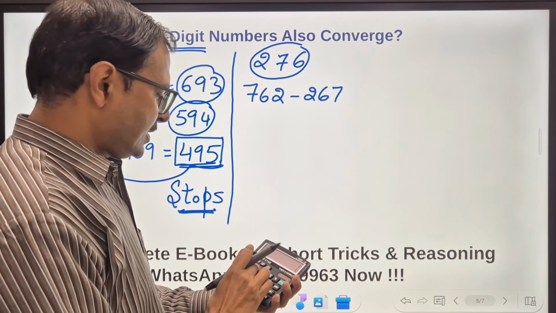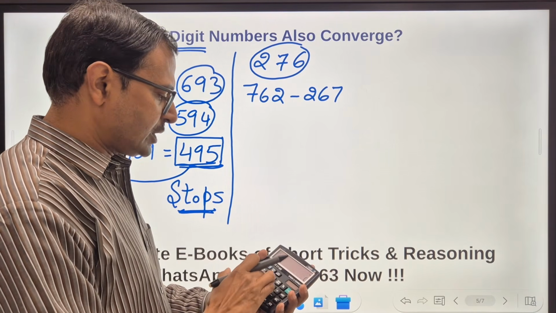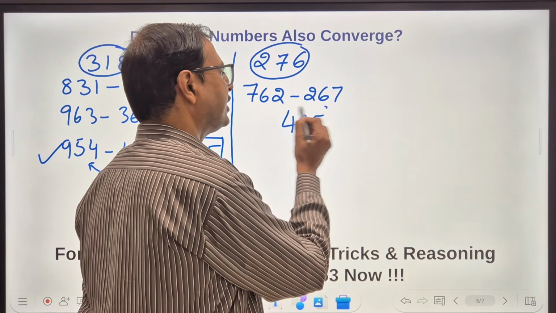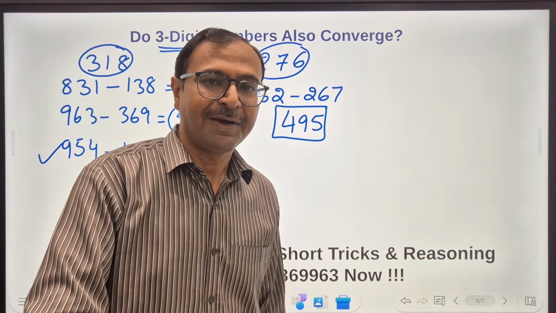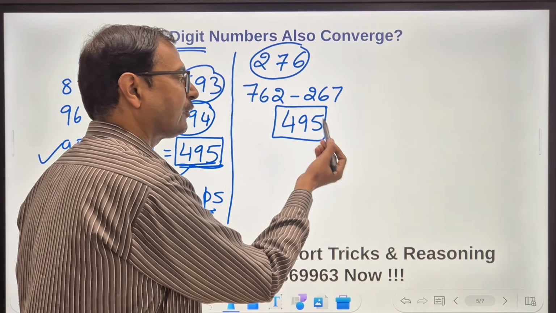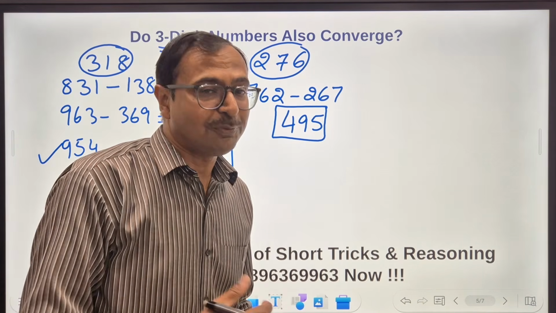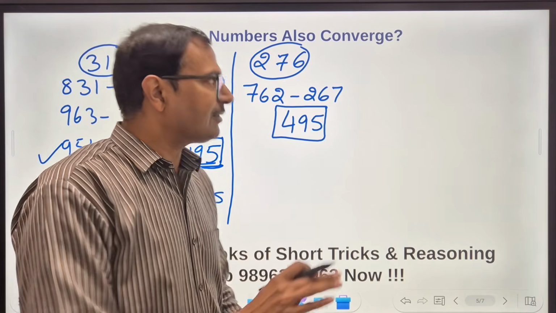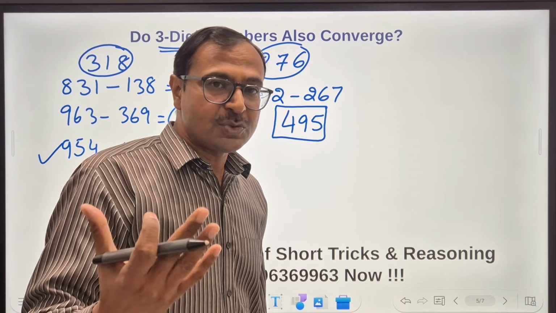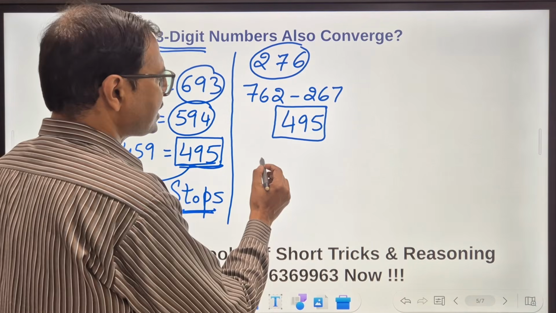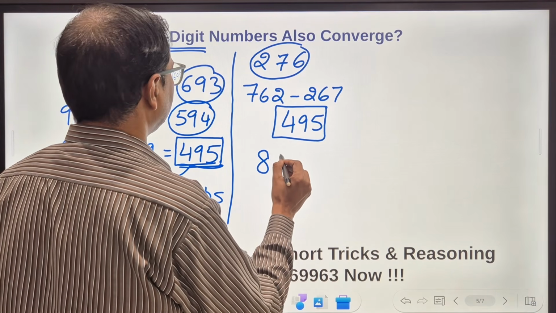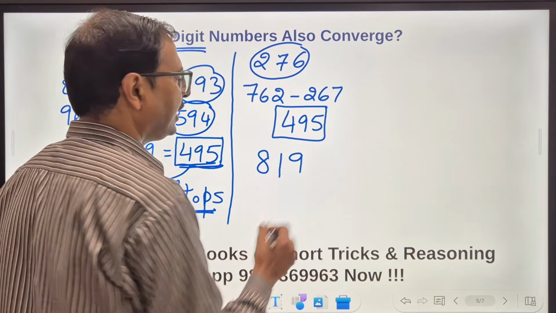So let's try 762 minus 267, and fortunately for me this converges to 495 in the first step itself. And now 495 is going to repeat. You can check once more. 954 minus 459, you are again going to get 495. So let's take one more different example, then we will go to the four digit number, the numbers which Kaprekar gave. Suppose I start with, how about taking 819.